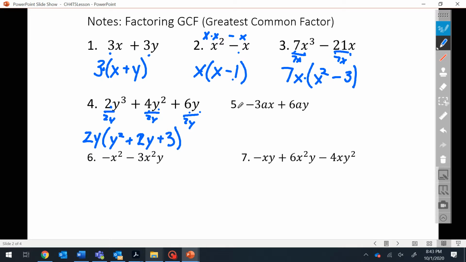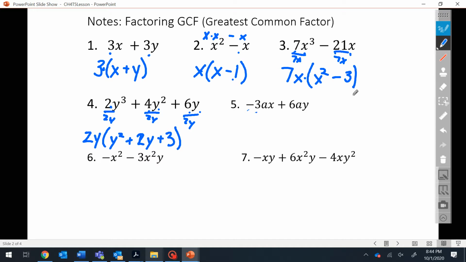2y times 3, 6y. For number 5, whenever your first term starts with a negative number, or it has a coefficient that's a negative, you always want to factor out a negative number. All right, we don't want this first term to be negative. So whatever we're factoring out, we make it negative.